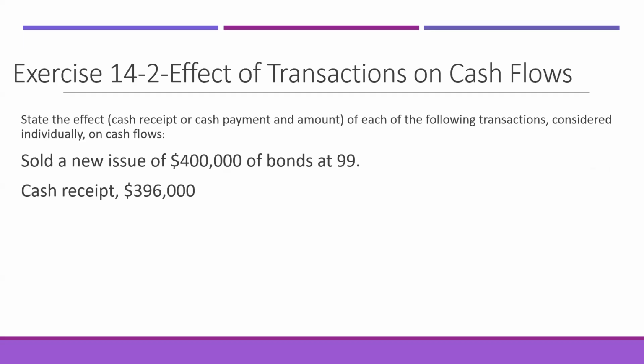Sold a new issue of $400,000 in bonds at 99. We take $400,000 times 99% because bonds are priced as a percentage of par, so at 99, that means 99% of par. We know the par value is 400,000, and the cash receipt value is 396,000, which is 99% of 400. There's no gain or loss or anything that would affect operating cash flows. That's just going to show up in the financing section as an inflow.